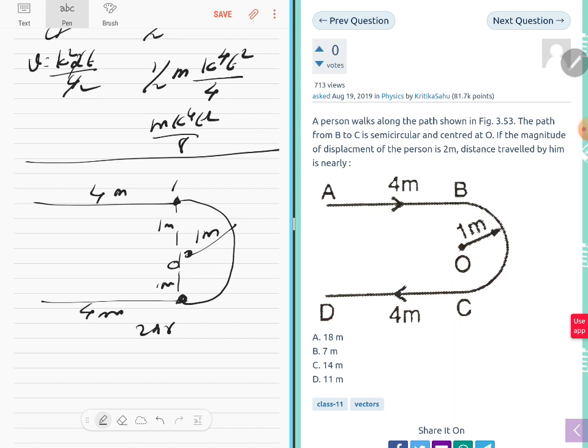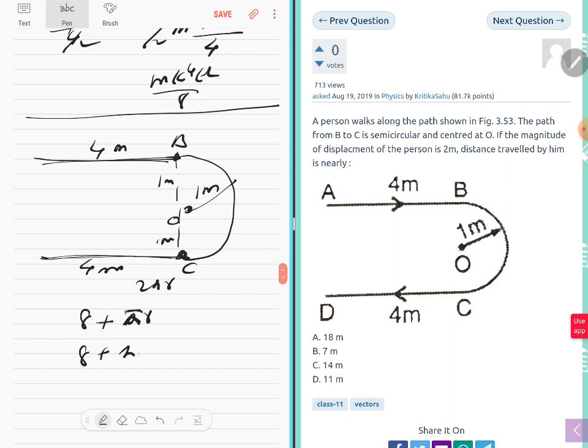He is going to walk from B to C. The magnitude of displacement of the person is given to be 2, which only shows the radius is 1. The distance traveled by him totally, he's traveling from A to B, it's 4, and here also it's 4, plus 4, 8, plus pi r, because this is a semicircular path. So 8 plus pi r, where r is just 1, so 8 plus pi meters is the distance through which he's traveling.